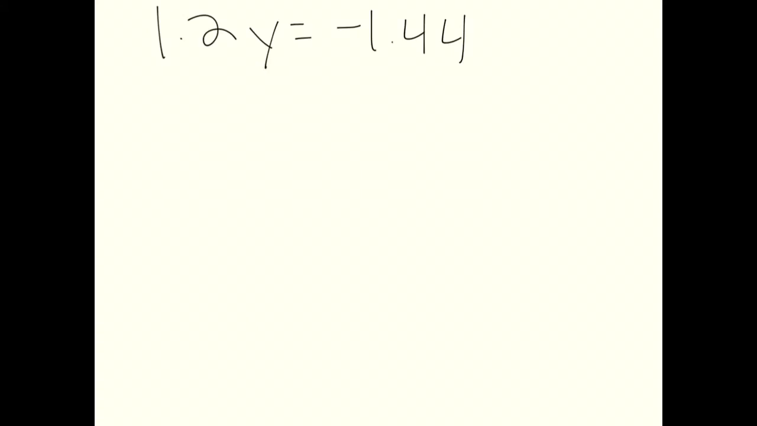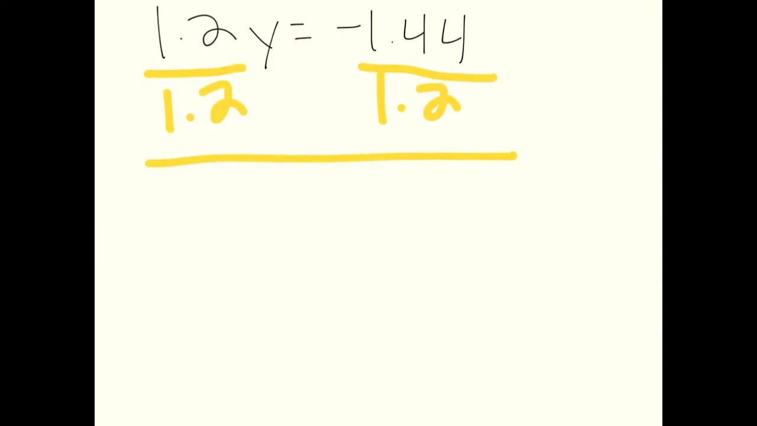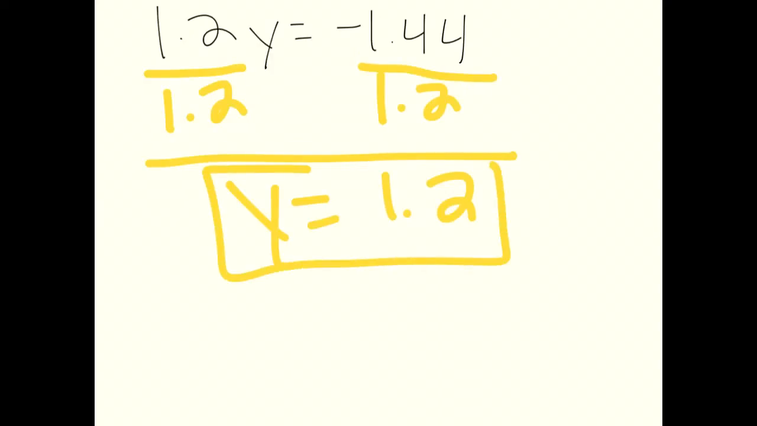To do this problem, multiplication undoes division. So you would have to divide on this one. So you would do 1.2 divided by 1.2. Then you do over here 1.44 divided by 1.2. Now you do 1.44 divided by 1.2 is 1.2. So y would equal 1.2, and that's your answer.